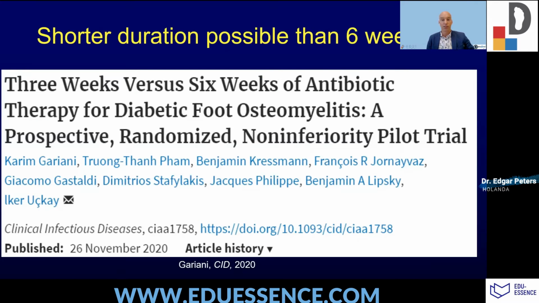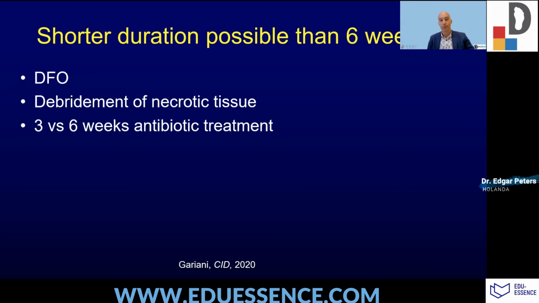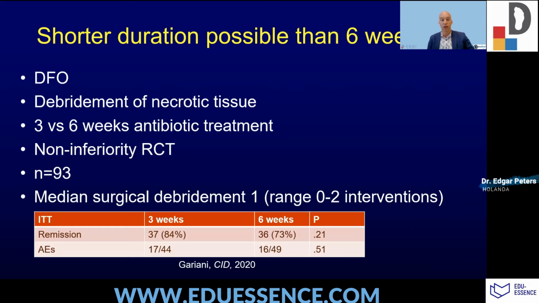There's been a Swiss study that's been published after the guidelines were published. It looked at 3 weeks versus 6 weeks in patients with diabetic foot osteomyelitis where they debrided necrotic tissue. There was a non-inferiority RCT. In 93 patients, they had 0 to 2 interventions with a median number of surgical debridements of 1.